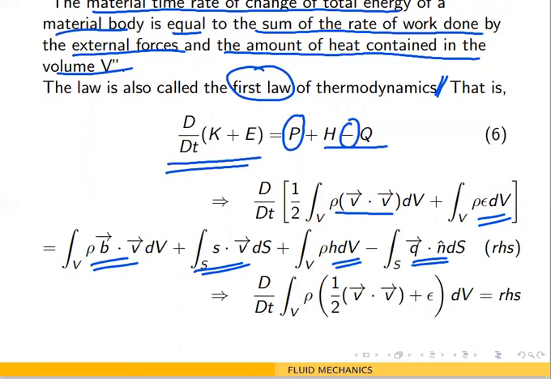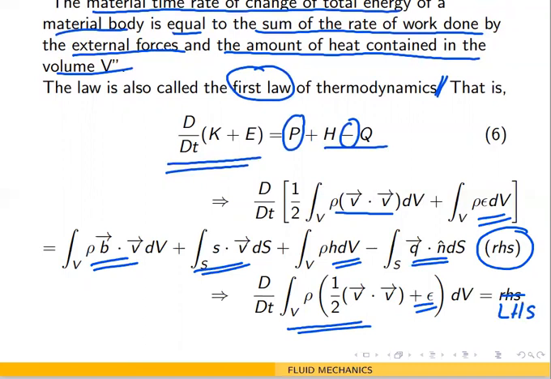Just watch this equation. We have two surface integrals on the RHS. This is our RHS. We should remember to convert these surface integrals to volume integrals. Now, using the Reynolds transport formula for the LHS, let us take the LHS. This is our LHS: d by dt of the integral of rho half v dot v plus epsilon dV.